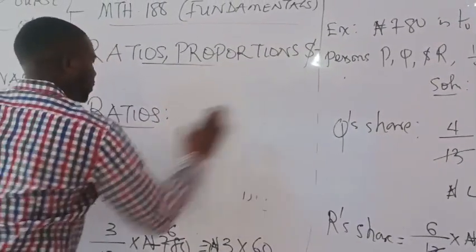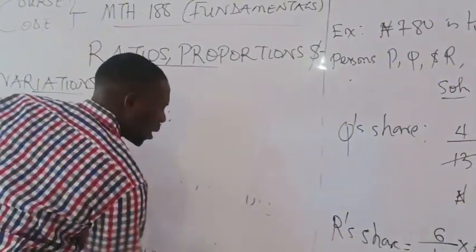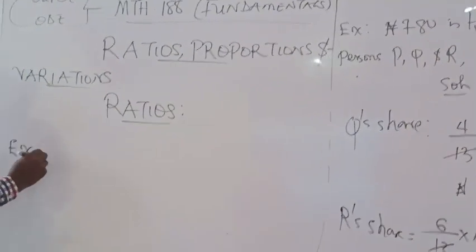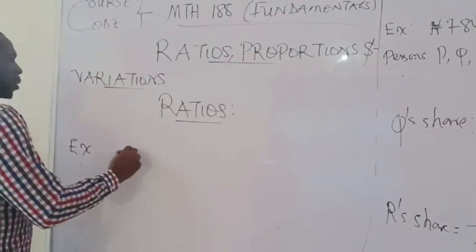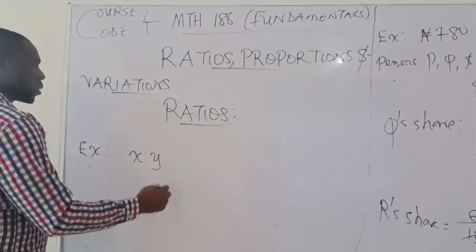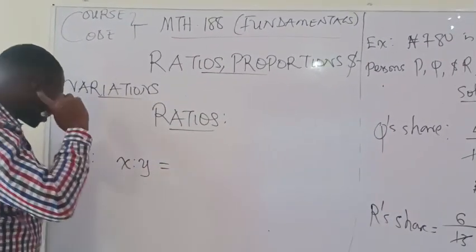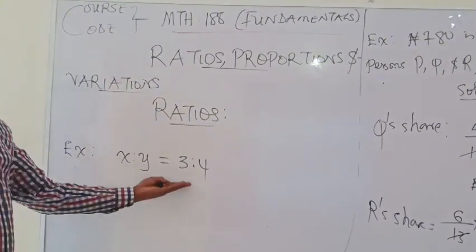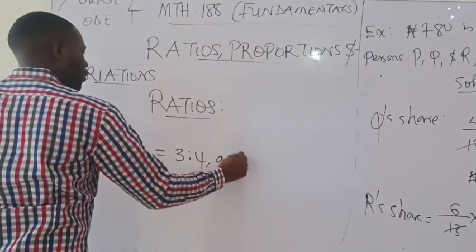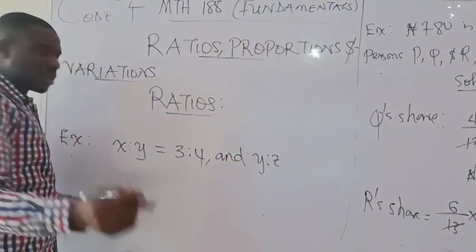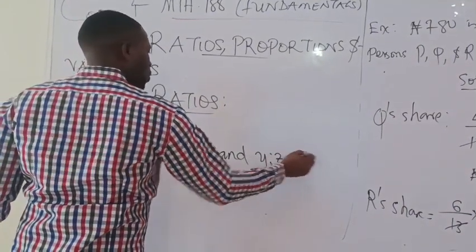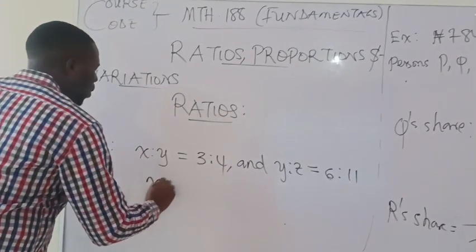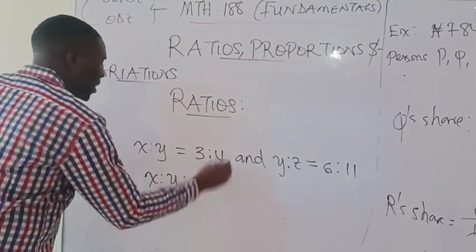Now, another example is this. Let's take, for instance, that the ratio x to y is equal to the ratio 3:4, and the ratio y to z is equal to the ratio 6:11. So the first question is this: we're looking for what the ratio of x to y to z would be.